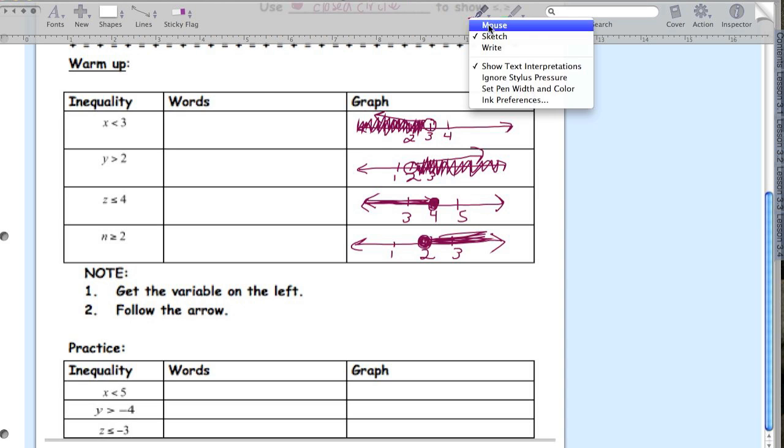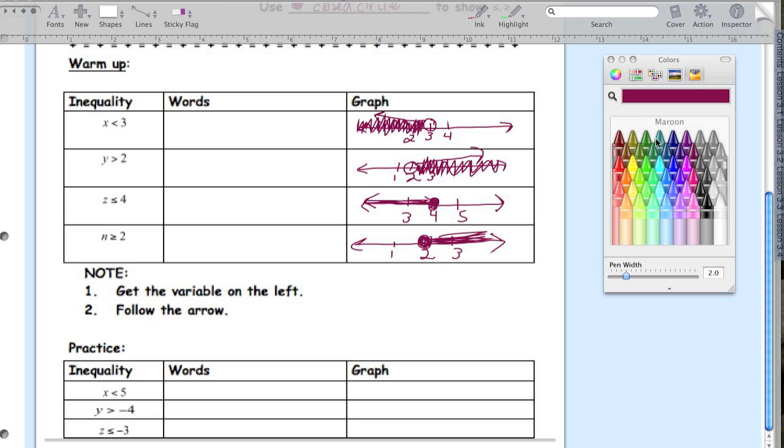Now here's a little trick I want you to see. If you have your variable on the left, like all of these do, then you can use your inequality symbol to tell you which way you're going to shade. This was a symbol that looked like that, which is less than, and if we make it into an arrow, it's pointing to the left, which is why we shaded left.